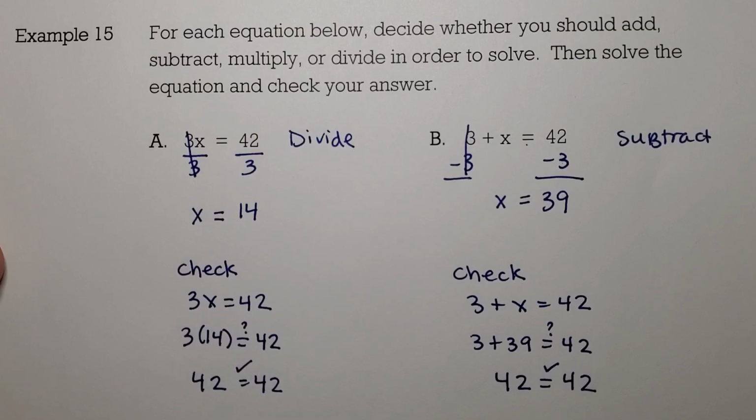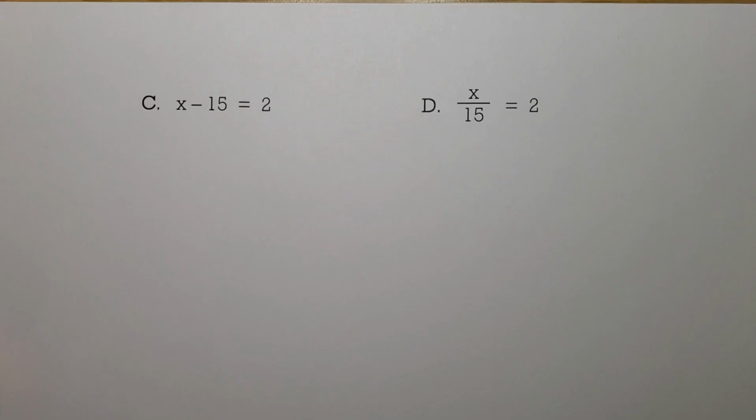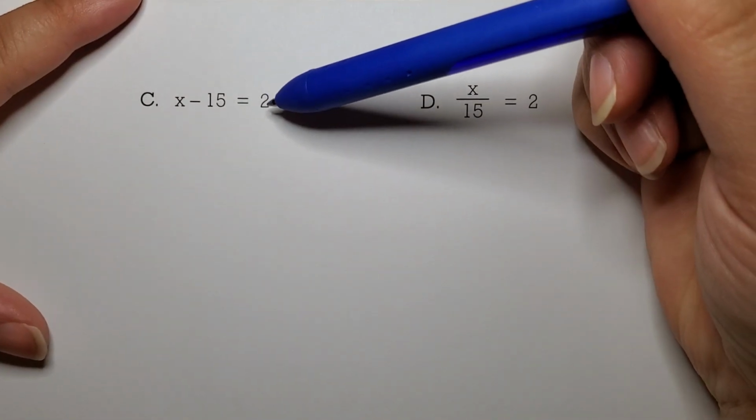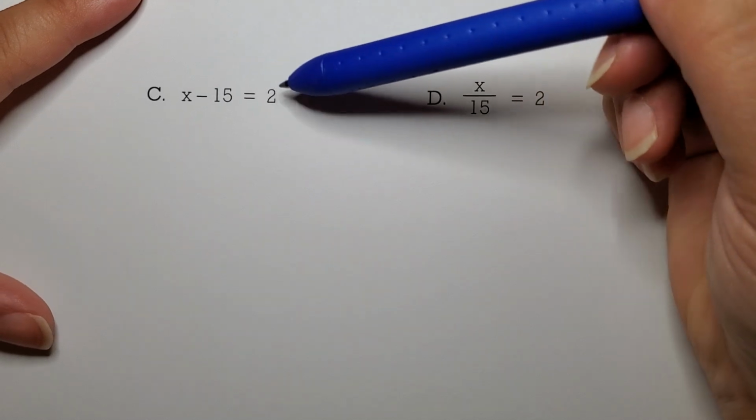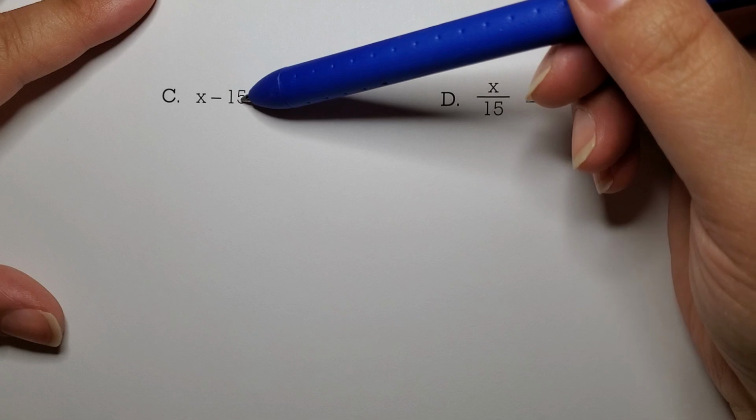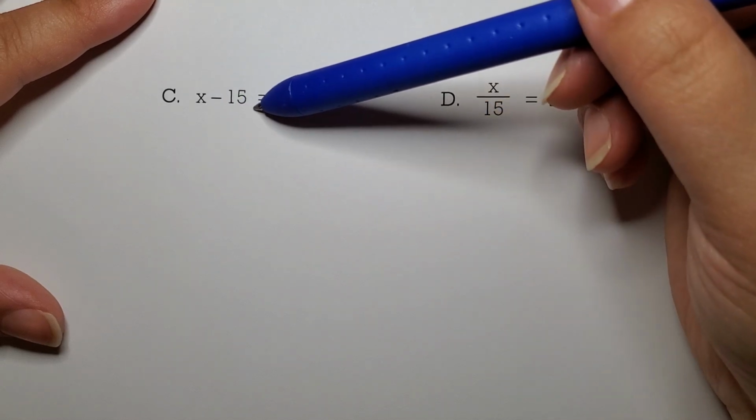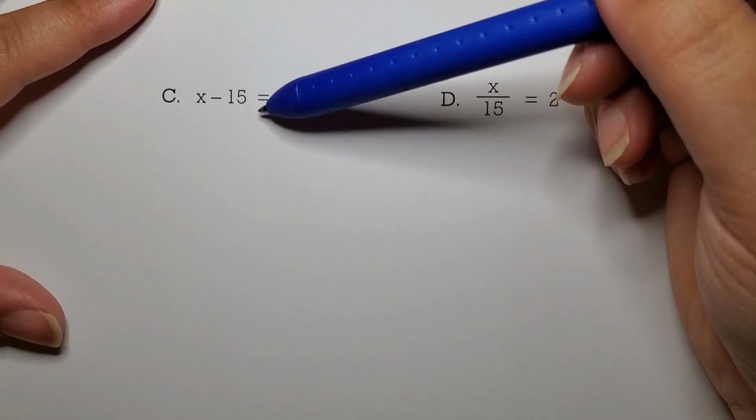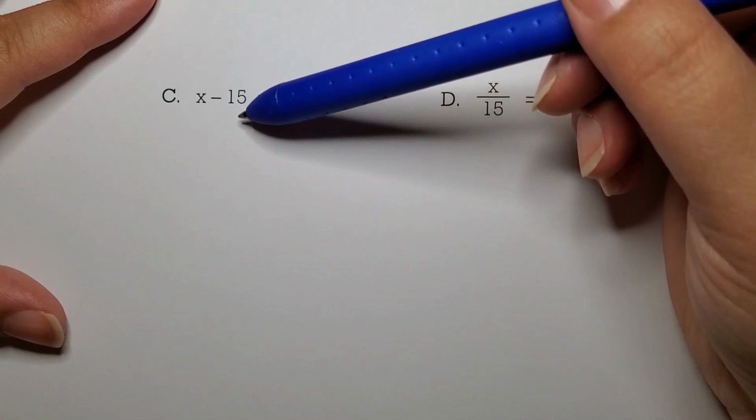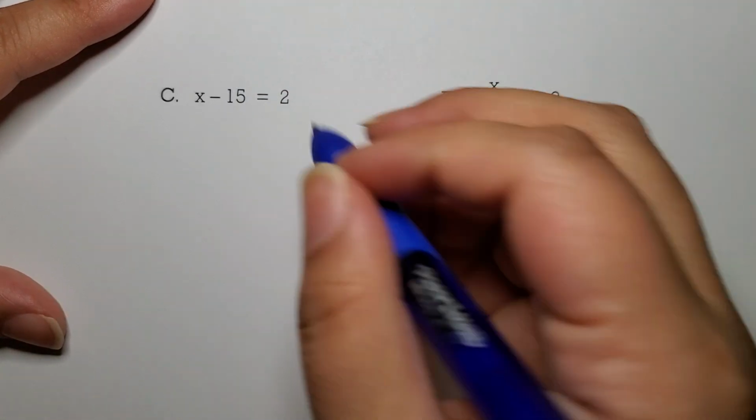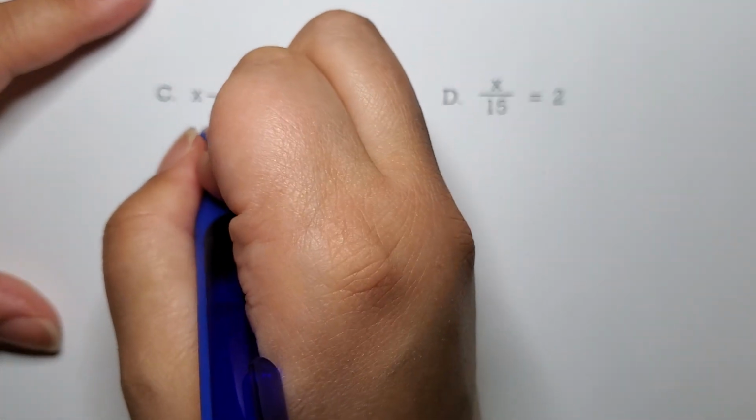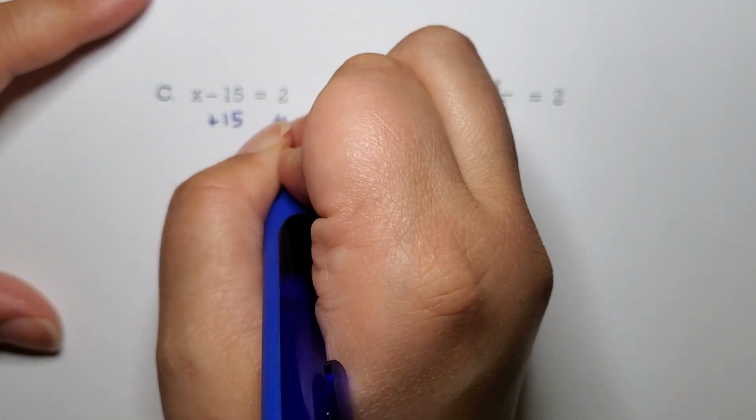All right, let's work through a couple more problems. Okay, this time in this equation, I have x minus 15 is equal to 2. So it looks like the 15 is being subtracted from the x. So in order to solve this, I want to do the opposite. So instead of subtracting 15, I'm going to add 15 to both sides of my scale. So I'm going to add 15 and 15.